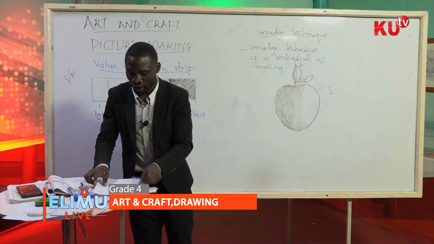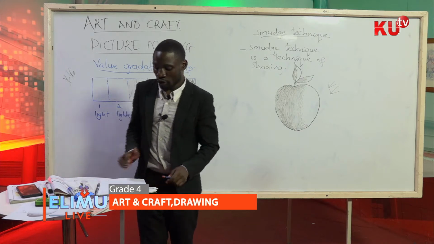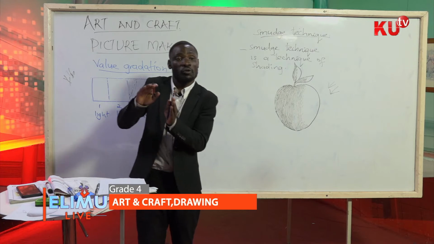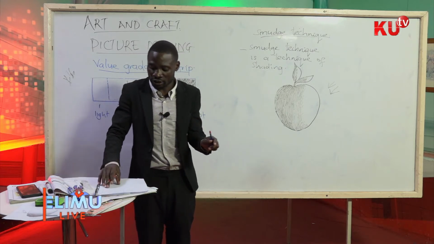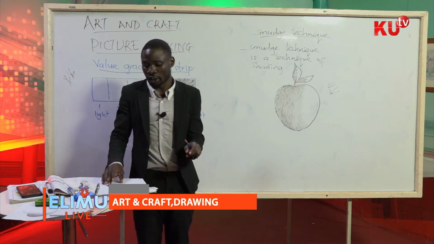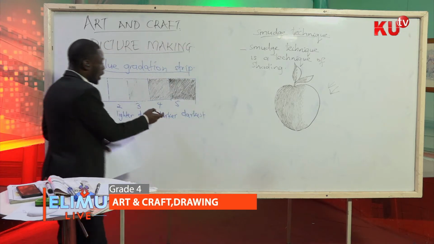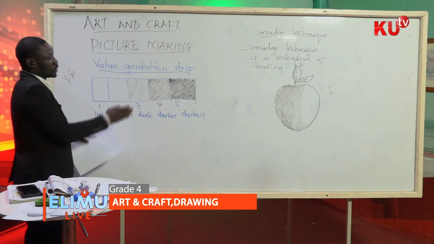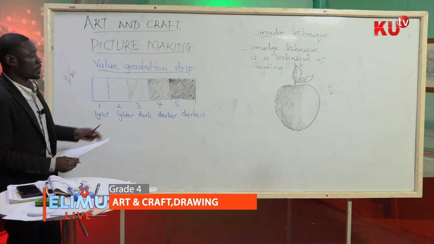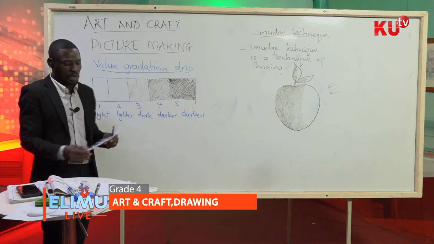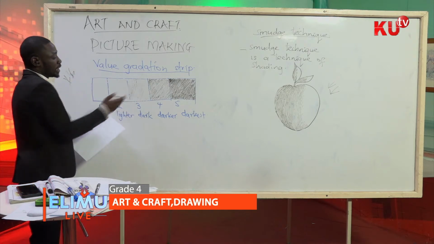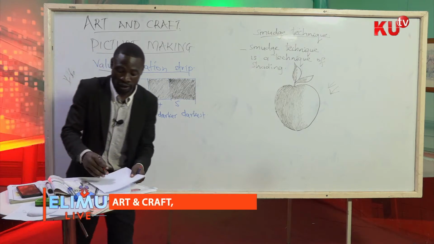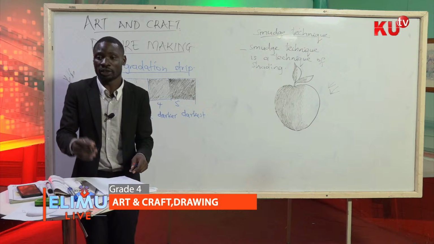Be attentive, please. Okay, so I want us to start from the darker. Always start from the darkest. According to our value gradation strip that is on the board, number 5 is the darkest. So we are going to do the same thing that we did earlier on the board. We are going to do it together. As I shade mine, you also shade.